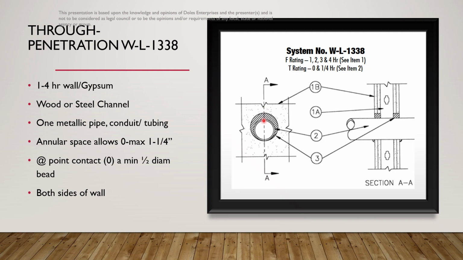These measurements are critical. Again, everything in the UL system must match, and in this case must be on both sides of the wall. Sometimes we have situations where they can't get to only one side of a wall. They do make UL systems that apply for one side application. Again, everything must match.